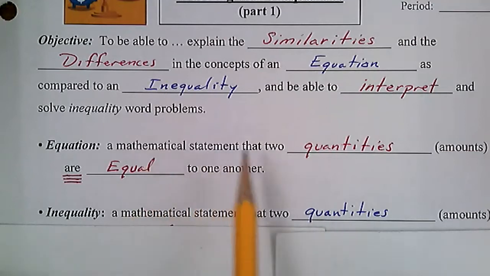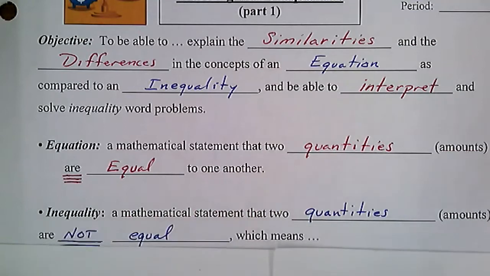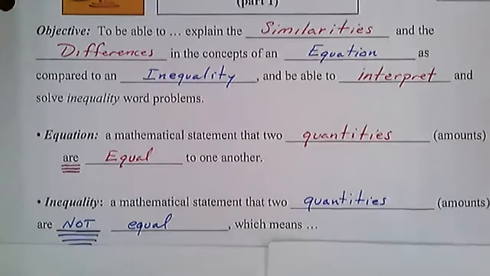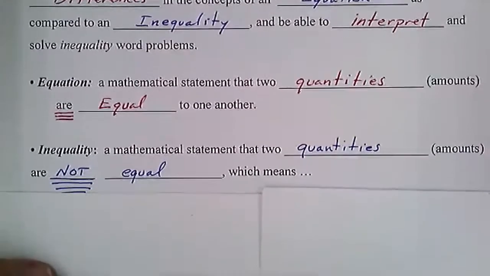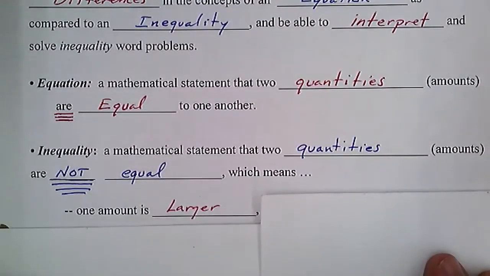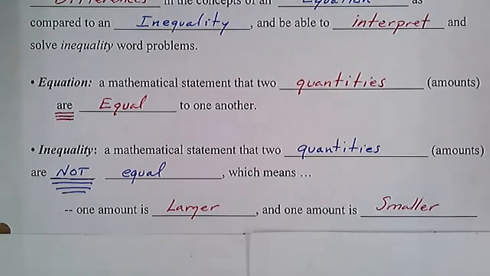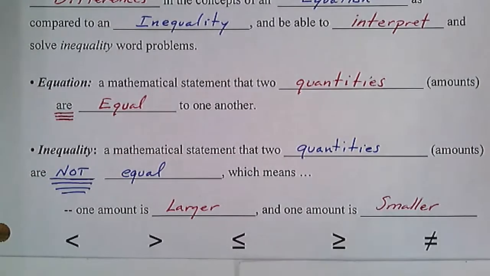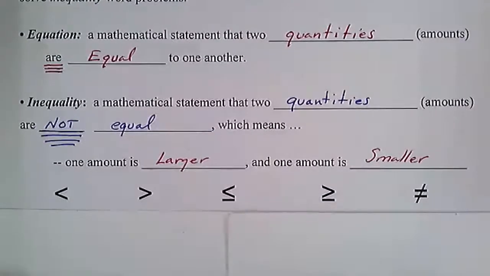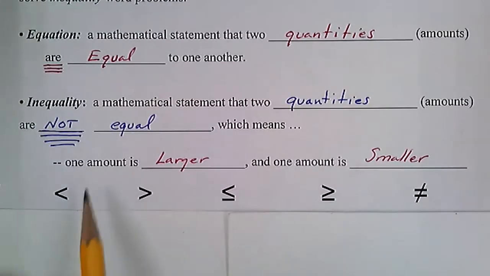Now a definition for an inequality: it's also a mathematical statement involving two quantities, but this time we're saying they are not equal, which means one amount is larger and one amount is smaller. They're not equal to each other. Okay, so here are the symbols. You've probably been seeing these since about 5th grade. We've got a less than, a greater than, less than or equal to, greater than or equal to, and then this is a not equal to.